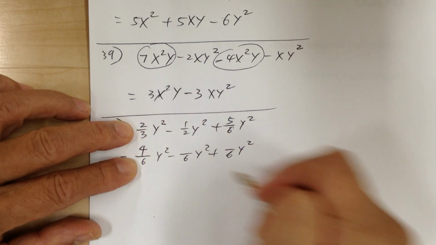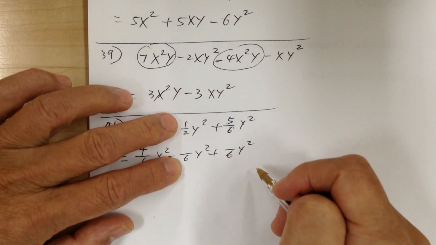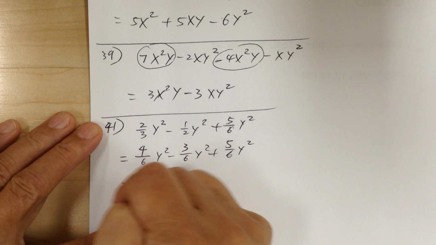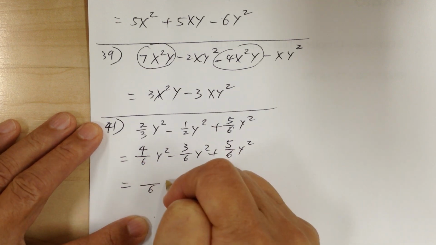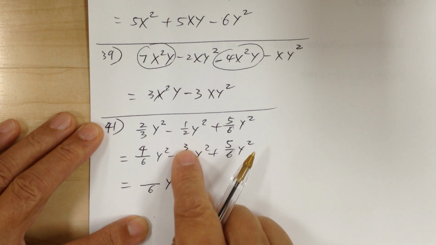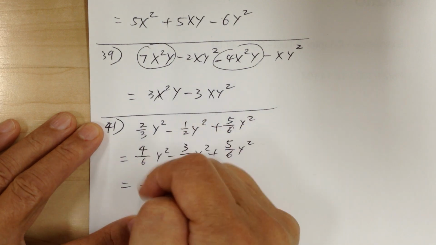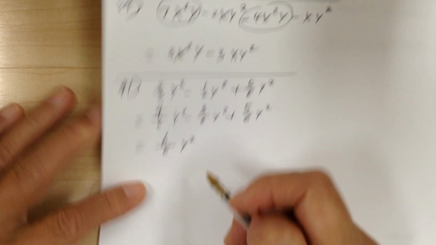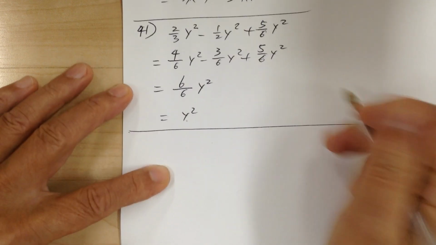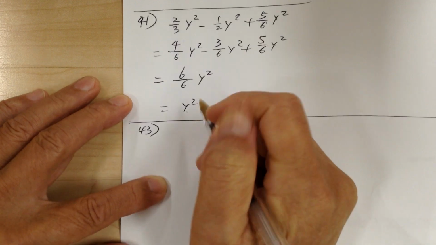So this would be a 4. From here to here, you have to multiply by 3. So it would be 3. And this one, you don't want to do anything. Okay. So now you can just go and 4 minus 3 will give you 1. 1 plus 5 will give you 6. And so this would be 6 over 6, which is just 1. So this would be just equal to y squared. Okay, 43.